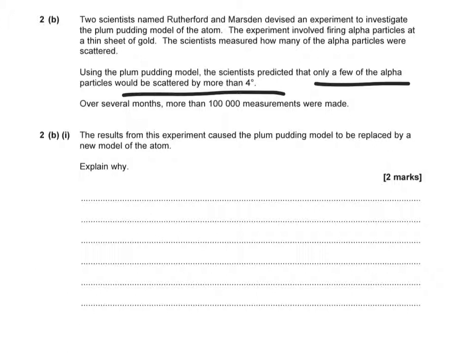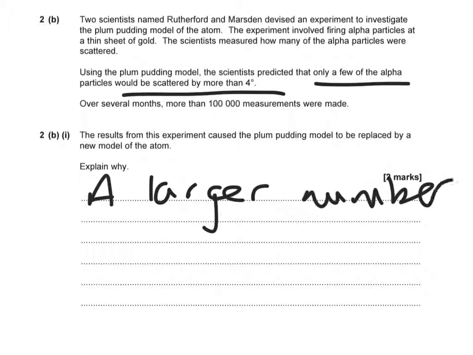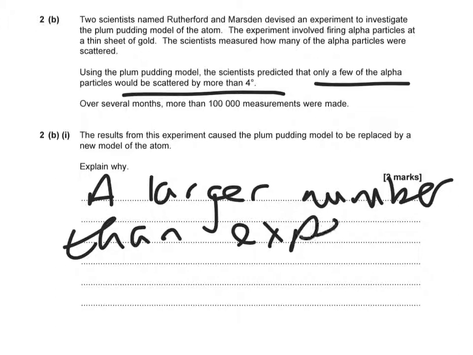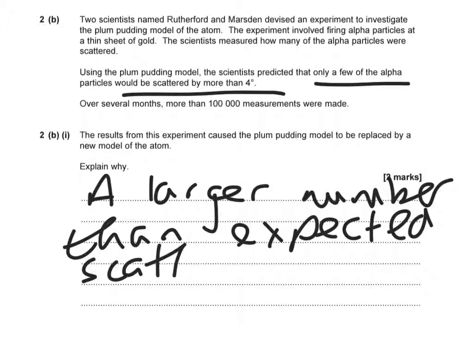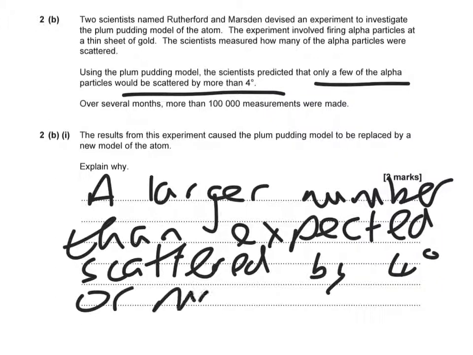Now, what you should remember about the plum pudding model of the atom is that it was a theory that the scientists had created, and this experiment was to test whether or not that was correct. And if that theory is correct, then what you would see in the test is that those predictions would have been realised, so that you wouldn't have seen more particles being scattered by more than 4 degrees. But in reality, as you probably know, those particles were scattered by more than 4 degrees. So the idea that a large number, more than expected, were scattered by 4 degrees or more, that will get you 1 mark.